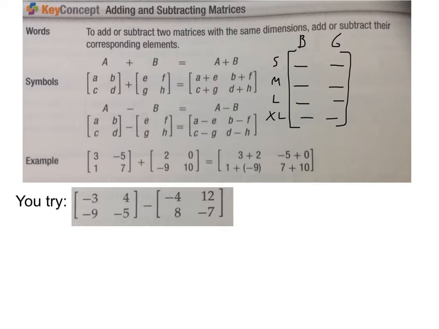Addition and subtraction are really easy. Subtraction is the same way. We just do A minus E, B minus F, C minus G, D minus H. Piece of cake. So here's an example.